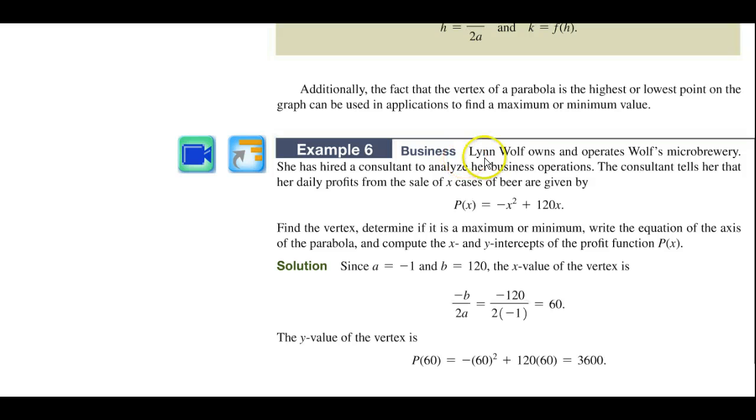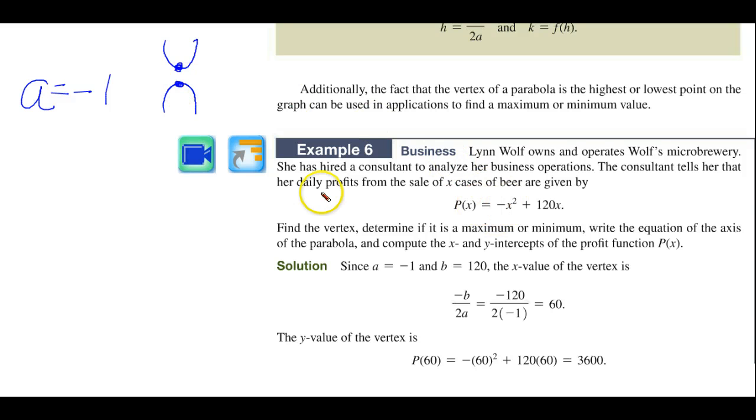As we look at example 6, it says this gal opens up a microbrewery and has hired a consultant, and it says she finds her daily profit from the sale of X cases of beer is given by this. Okay, so one of the things we want to look at is what is our A value here, and it's a negative 1. So will this open upwards or will this open downwards? Well, when A is negative, we said it's going to open downwards. And then our vertex, will that be a minimum or a maximum? Remember, if it opens downwards, the vertex is the maximum.